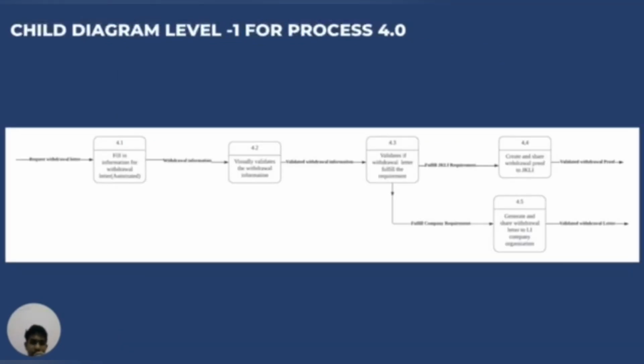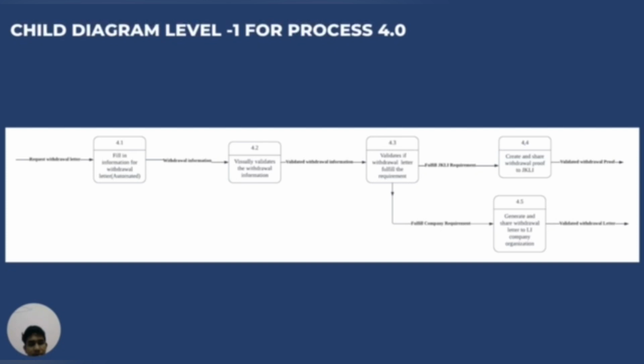This is the chart diagram for process 4.0. From this, the student will request the withdrawal letter, and they will fill in information in the withdrawal report form. The withdrawal report form will be displayed, and they need to visually validate the data, and after that, it will be sent to be validated.